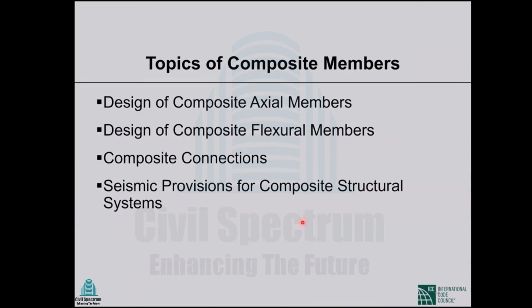So we are quite used to designing composite slabs, right? That is, using steel profile and very thin concrete slab. So that is a kind of concrete composite member, but there are even composite columns, composite beams, and the connections. These details are there, even with the seismic provisions for composite structural systems.